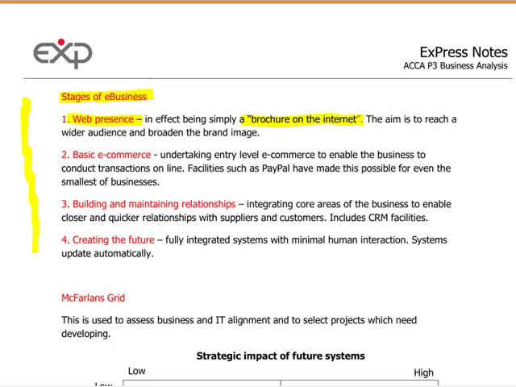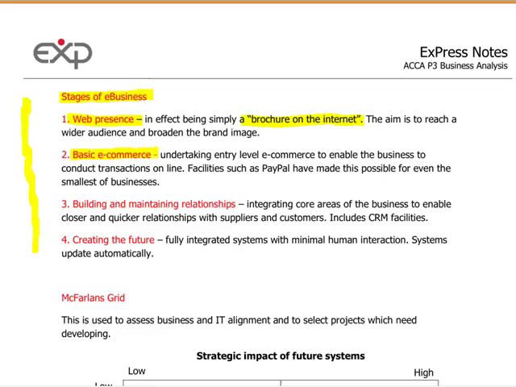The next stage is basic e-commerce. Now remember what we said yesterday. There's a distinction between e-commerce and e-business. E-commerce is simply buying and selling of goods over the internet. Now, if you imagine the stages of e-business, the first stage, a web presence. Yes, we've got a brochure on the internet.